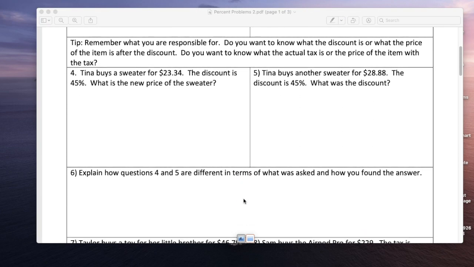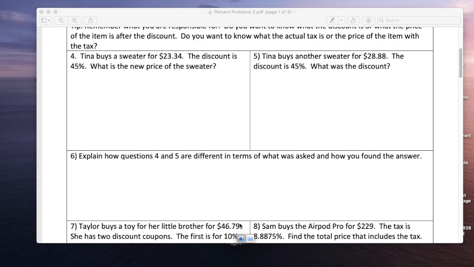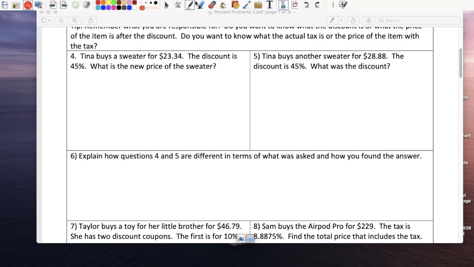Tina buys a sweater with a discount. What's the new price of the sweater? So again, two ways. Let's do this the long way. So the discount's 45%. So if I took the price of the sweater, 23.34. You know what? Let me draw a visual.